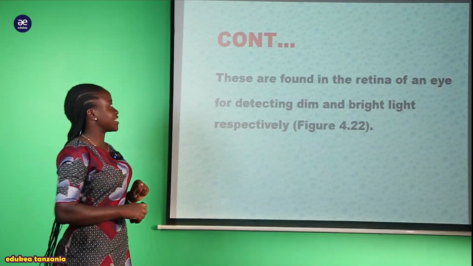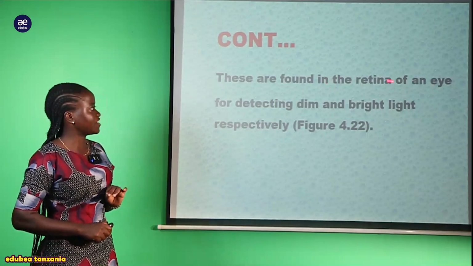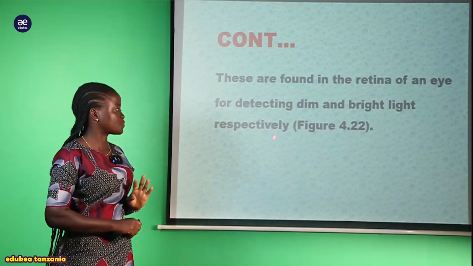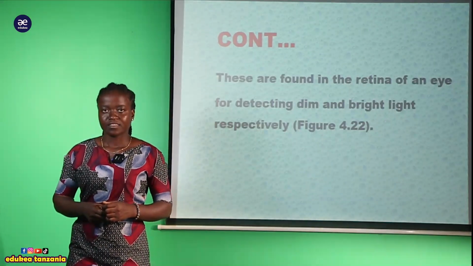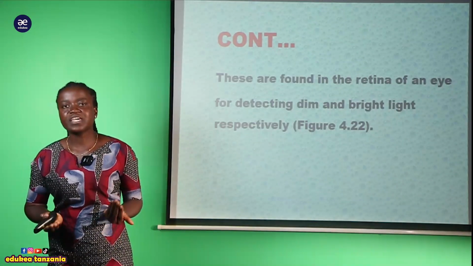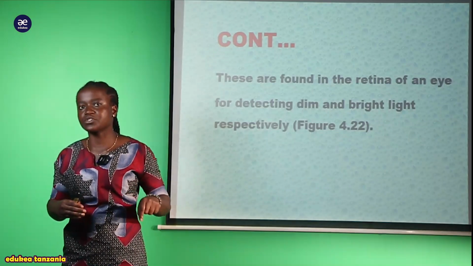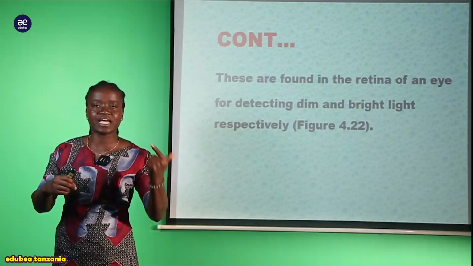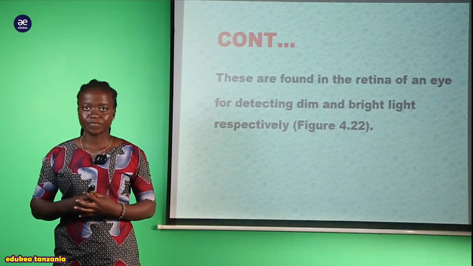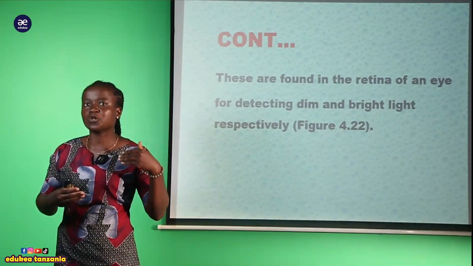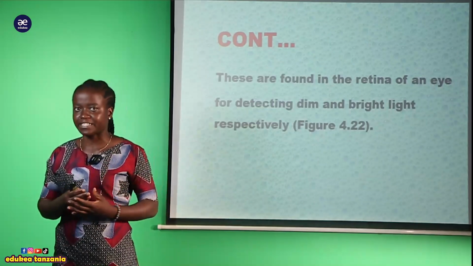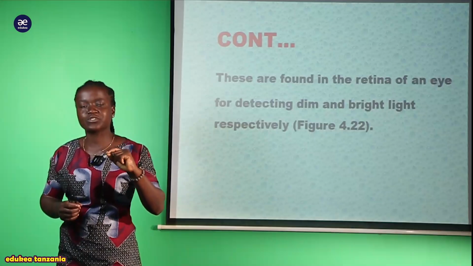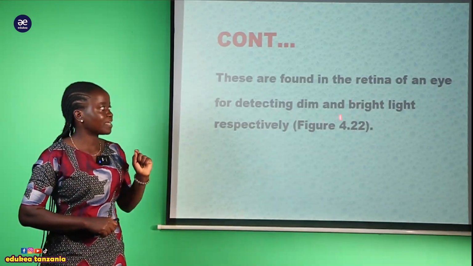And now we are saying that these are found in the retina of the eye for detecting dim and bright light, respectively. That is, we have said that within your eyes we have a structure which is called the retina. And within the retina is where these rods and cones are located. They are there just to detect the changes of the light. That is, rods are specialized to detect a dim light.